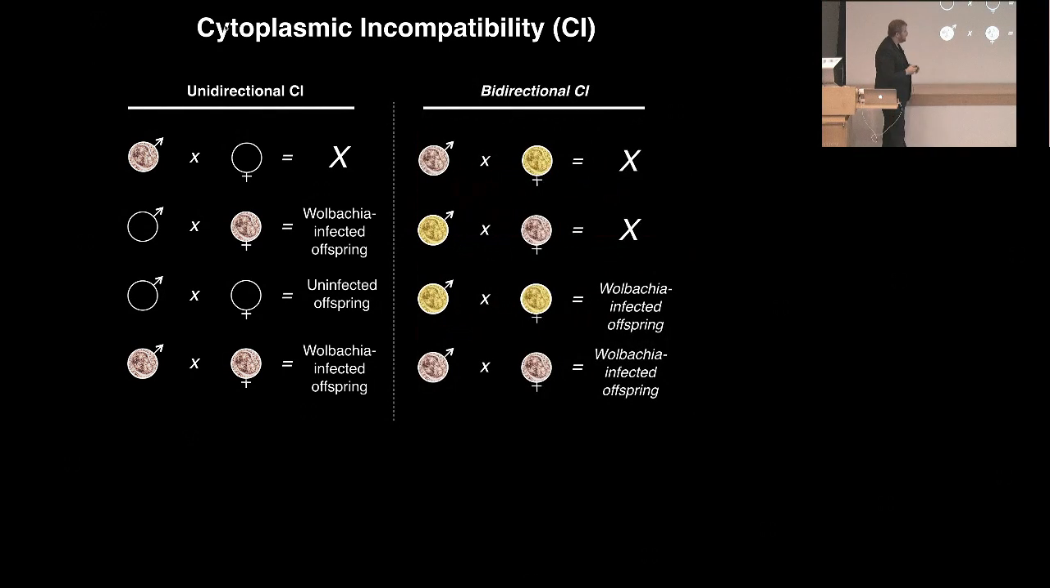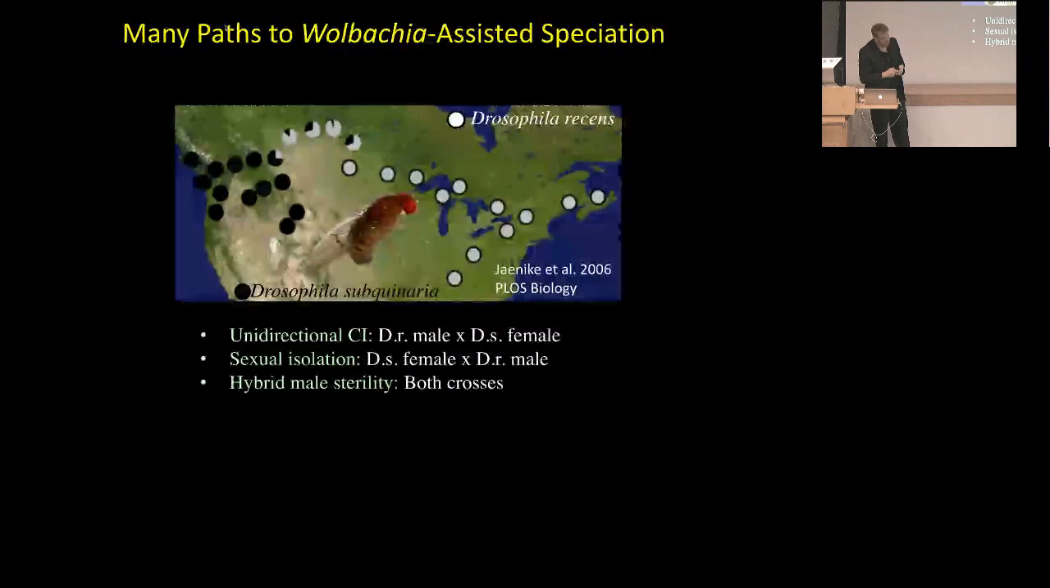We also have bidirectional CI. So here, males and females have different strains of Wolbachia, and in both reciprocal crosses, they produce very few or no hybrid offspring, whereas in the self crosses, it's just fine. So this is exactly what we're seeing in Nasonia, right? We have species of Nasonia that are genetically closely related. They only diverged in the last 400,000 years or a million years ago, yet they have very different Wolbachia infections, and one of the major isolation events that keeps these species apart is this Wolbachia-induced isolation.